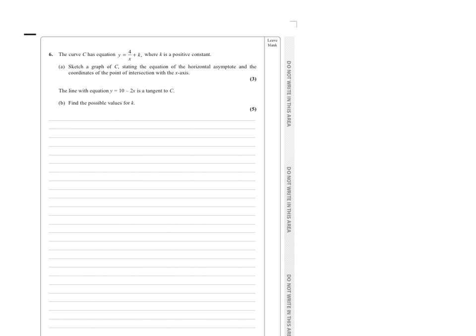Question 6. The curve C has the equation y equals 4 over x plus k, where k is a positive constant. Sketch a graph of C stating the equation of the horizontal asymptote and the coordinates of the point of intersection with the x-axis. Okay, so step 1, we are going to draw our axes. Okay, we know that the graph of 1 over x looks like this. Okay, it's a very terrible sketch actually, with the asymptote on the line y equals 0.